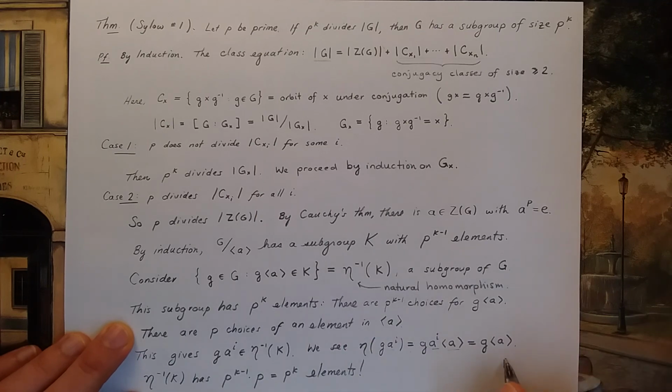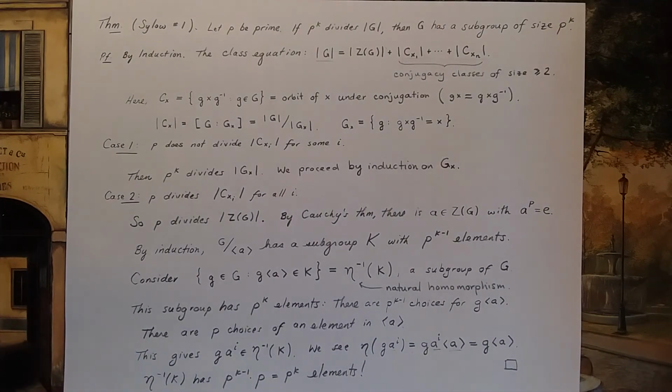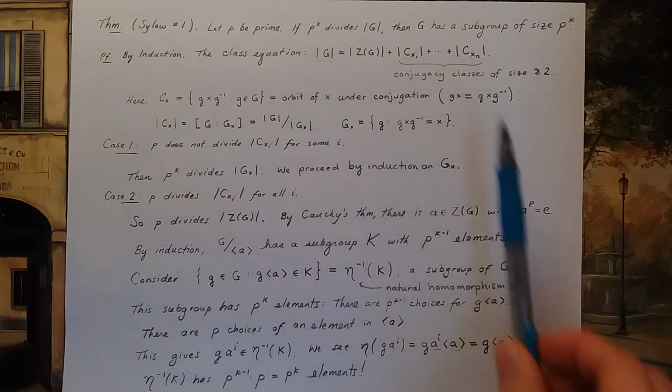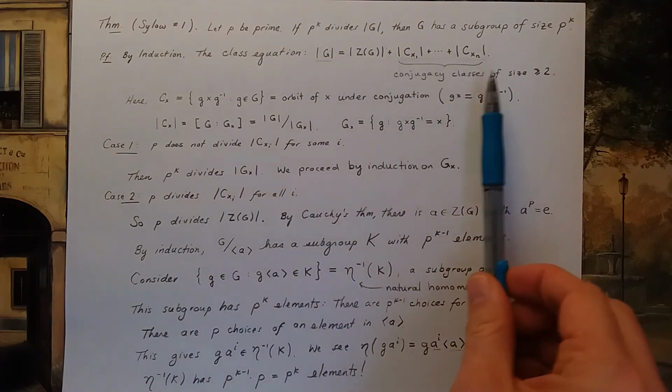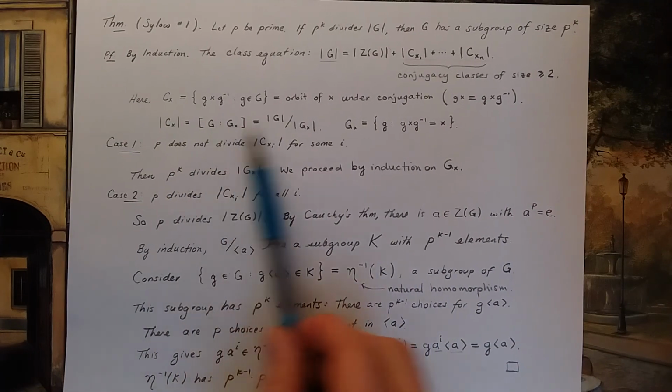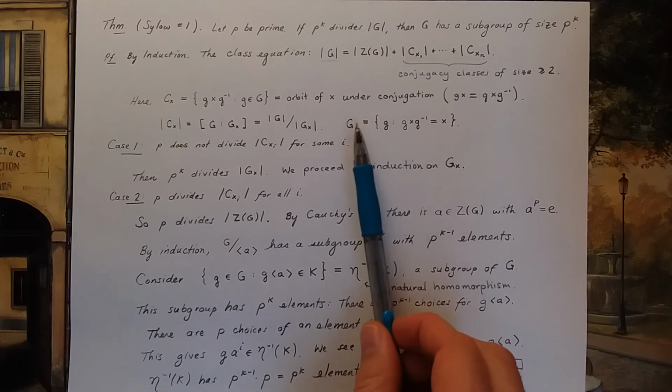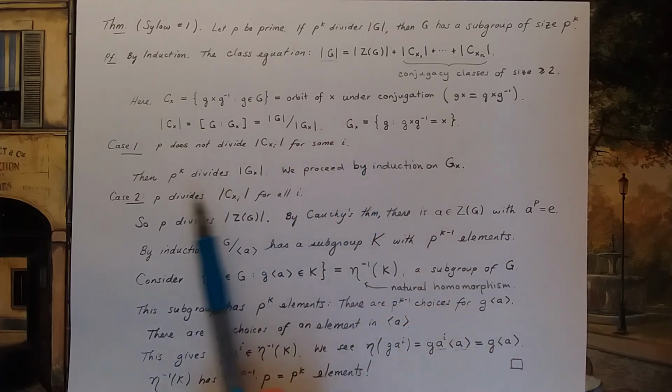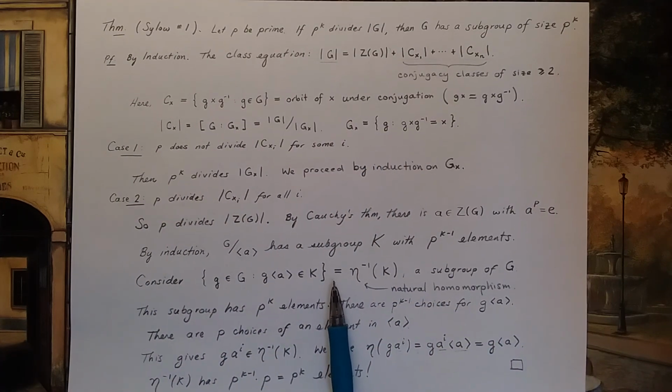So that's the end of the proof. That proof was a doozy. It was a little bit tricky. It's probably going to be the hardest theorem that we're going to see in the whole course, maybe, because it recalls a lot of stuff from last quarter. The class equation, conjugacy classes, the orbit stabilizer theorem, stabilizer subgroups, and the natural homomorphism and cosets.